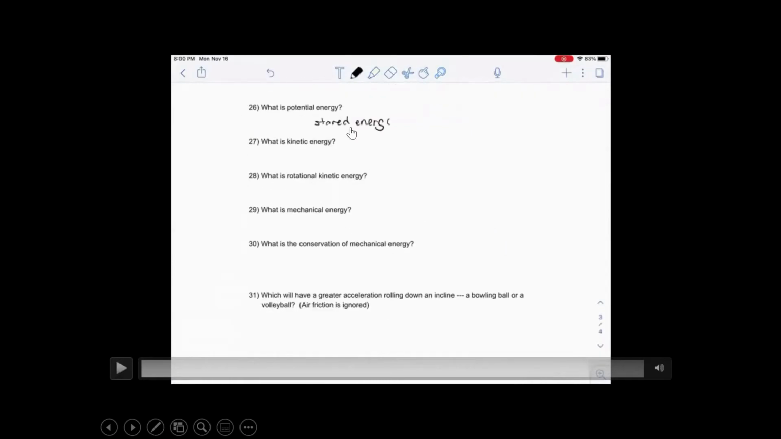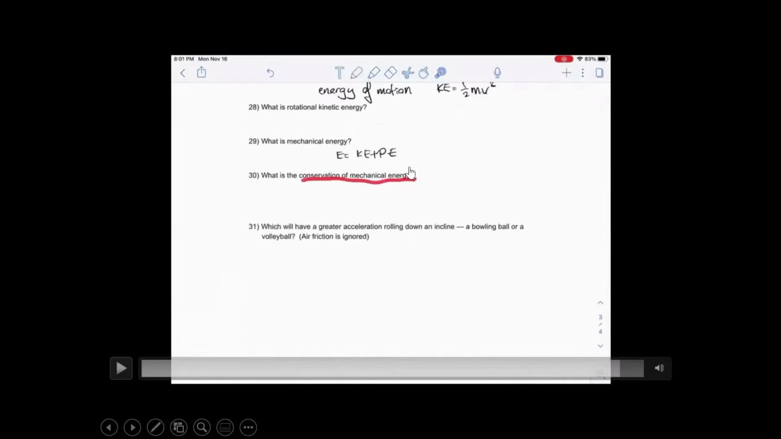What else? Potential energy is stored energy. Energy could be stored doing work against gravity or restoring force. Kinetic energy is the energy of motion related to the square of the speed. Mechanical energy is a combination of kinetic and potential energies. Conservation of mechanical energy means the mechanical energy is constant.